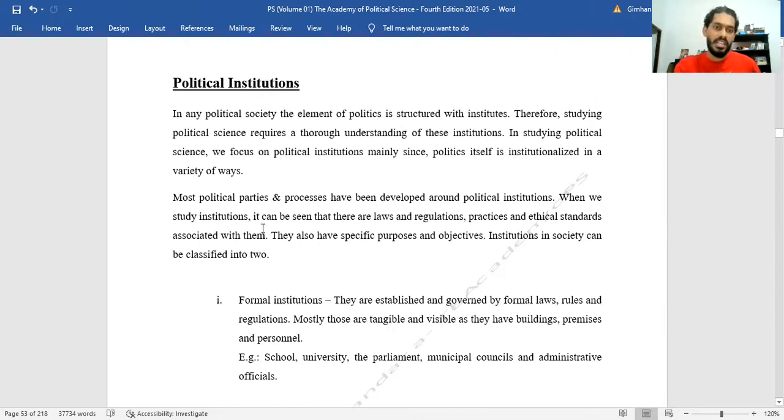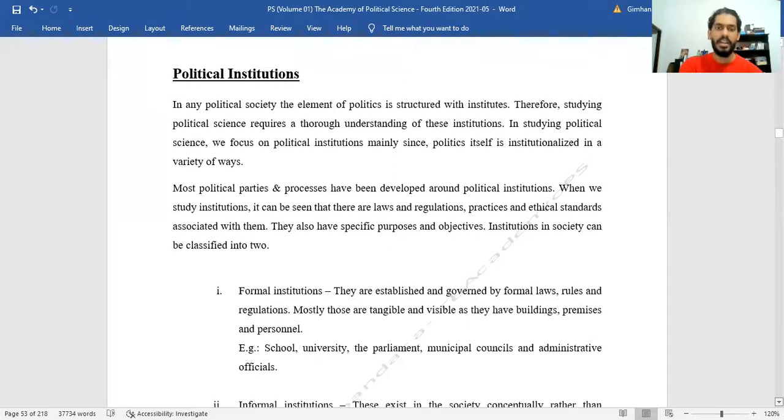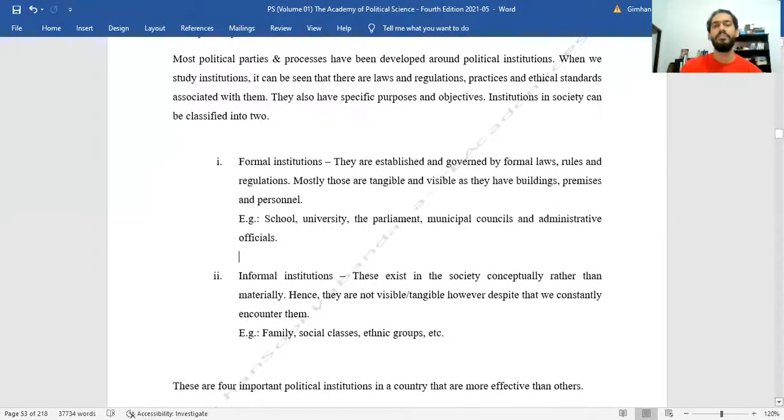When we study institutions, it can be seen that there are laws and regulations, practices and ethical standards associated with them. And they also have specified purposes and objectives. Institutions in society can be classified into two. So there are two types of political institutes. What are the two types? You have formal institutes and you have informal political institutes. Okay. What is the difference between these two?